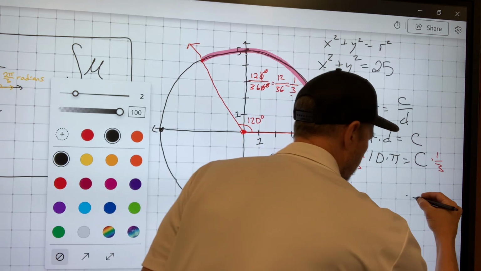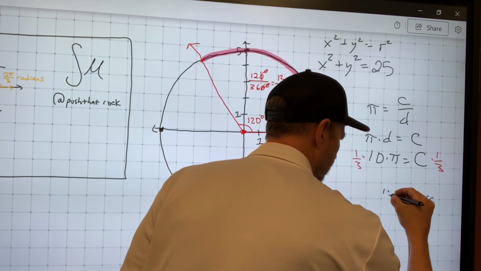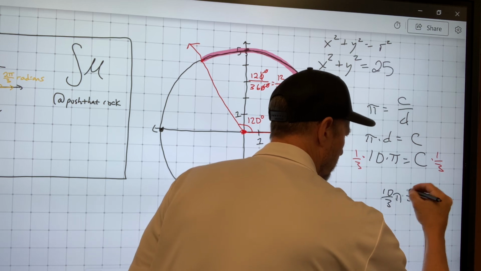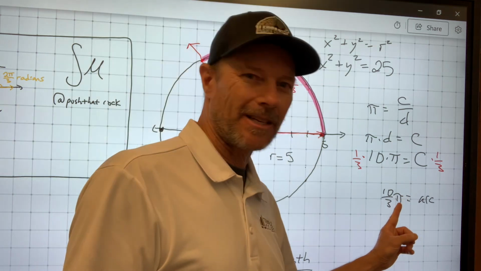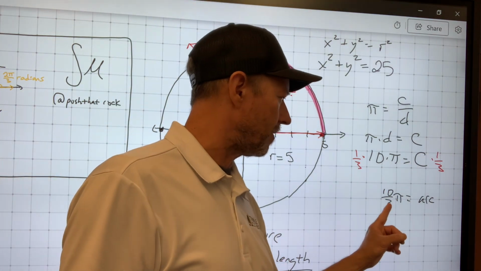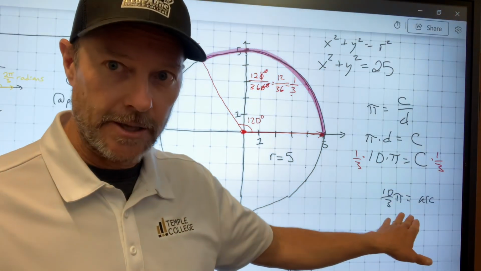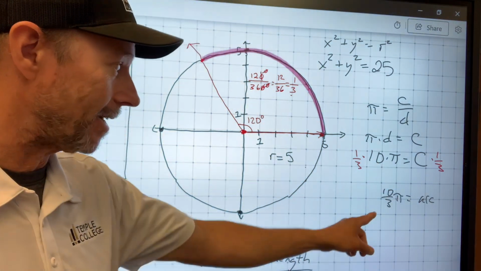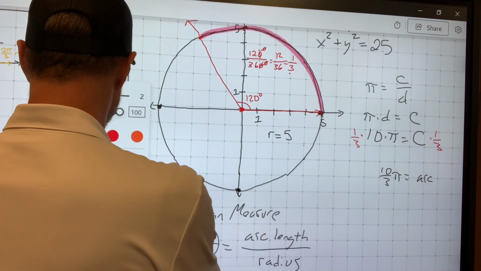So this is the arc. And then over here I have 10/3 pi. So this length is 10/3 pi. Now remember, pi is a little bit bigger than 3, so this is about 30 point something divided by 3, so it's 10 point something. But to leave it exact, it's 10 pi thirds. That's the arc.